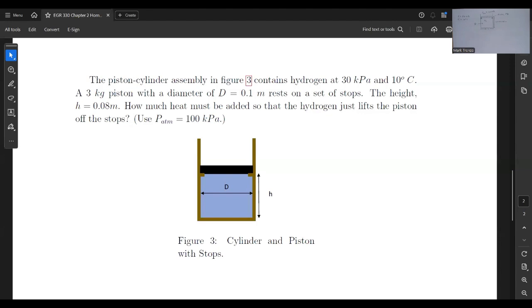Let's take a look at this problem. The piston cylinder assembly in figure 3 contains hydrogen at 30 kPa and 10 degrees Celsius. A 3 kilogram piston with a diameter of 0.1 meters rests on a set of stops, and the height h is 0.08 meters. How much heat must be added so that the hydrogen just lifts the piston off the stops? Now, if you have a hard copy of this, yours may or may not be figure 3. It might be a different number because I've been rearranging these. But in any case, let's take a look at this problem here.